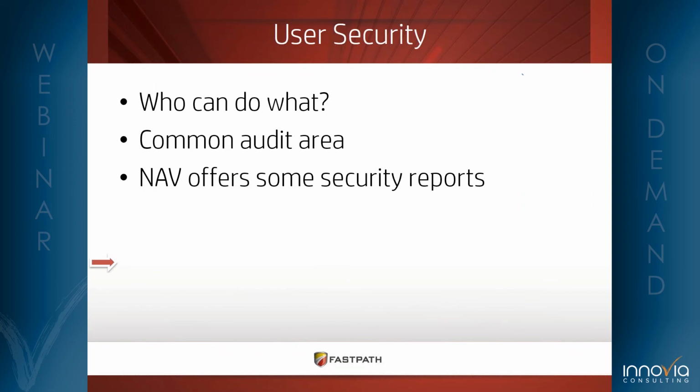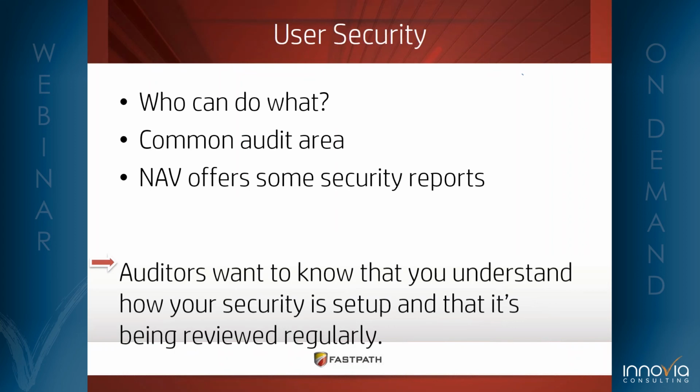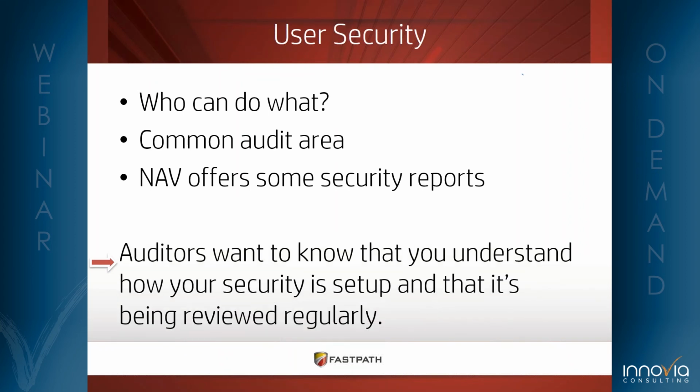And basically, the next thing that we are then going to talk about is how are these users getting this access to do these transactions in the system? So the next area that auditors focus on is user security. Who can do what? This is a very common audit area. They want to know who your Dynamics NAV users are and what they can do with that security. Dynamics NAV does offer some security reports, but the auditors want you as an organization to understand how security is reviewed regularly, right?